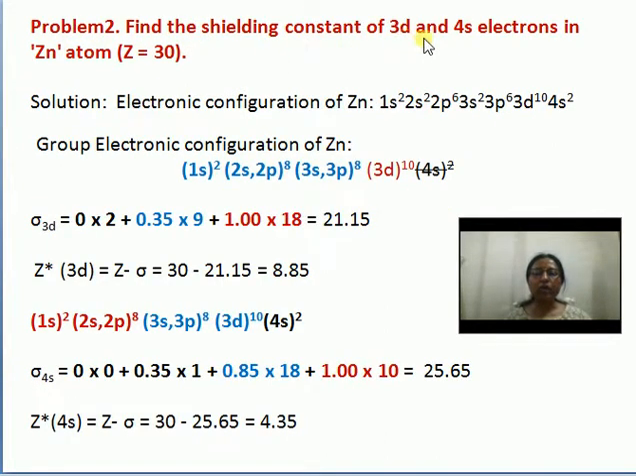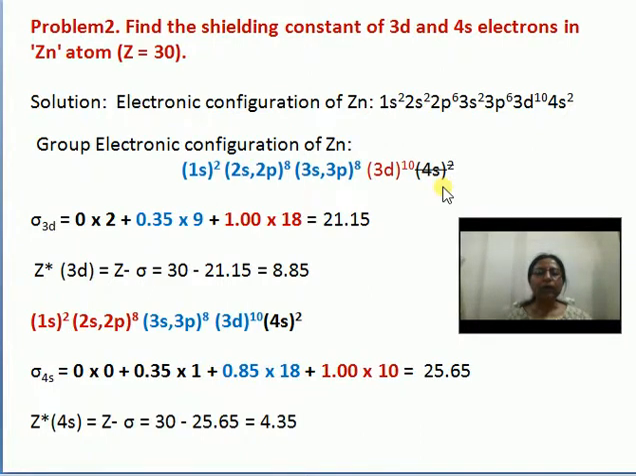Find the shielding constant of 3d and 4s electrons in case of zinc atom, which has Z equal to 30. So the electronic configuration for zinc, as you know, will be 1s2 2s2 2p6 3s2 3p6 3d10 and 4s2. So for calculating sigma, first we have to write the group electronic configuration. So it will be, like you know, 1s will be separated, so 1s2, then 2s 2p will be together, 2s 2p will be a whole 8, and 3s 3p will also be 8, and then 3d10 we have kept separately, and 4s also we have kept separately.